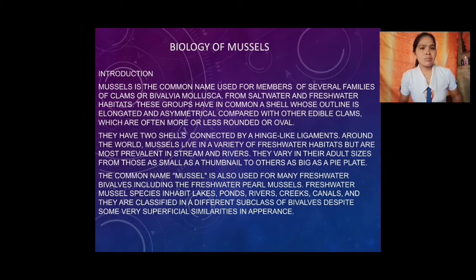Ang freshwater mussels or ang mussel, they have kanang shape na siya elongate pataas and asymmetrical, while ang clams, they are kasagaran kay round og oval. They have two shell connected by a hinge-like ligaments around the world.